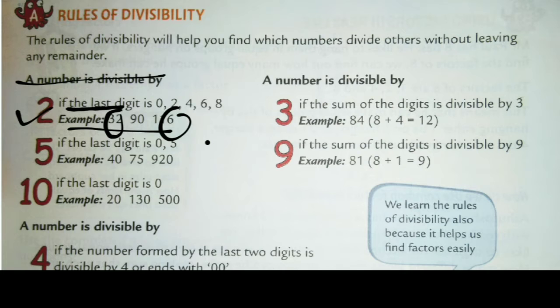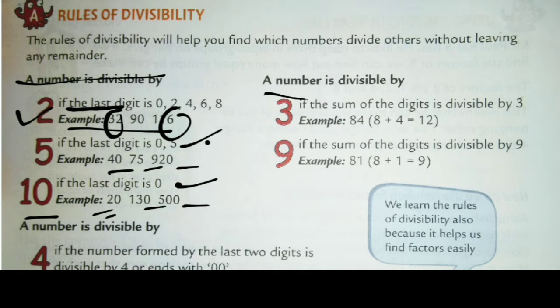Next is 5. If the last digit is 0 or 5, easily we can say that this is the rule for 5. So 40, 70 and 920. Next, 10. If the last digit is 0, like 10, 20, 30, 40, 100, 90, 190. So these are the numbers divisible by 10.